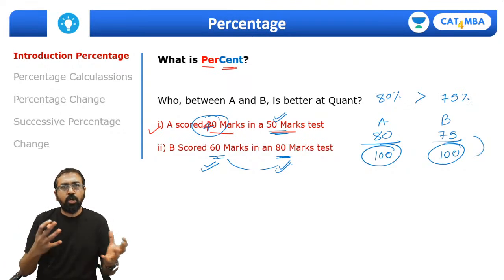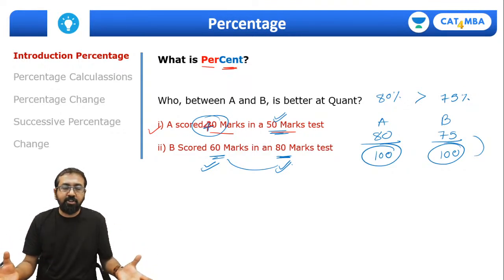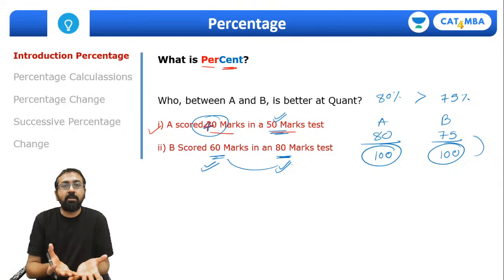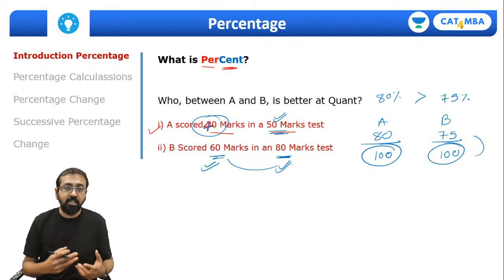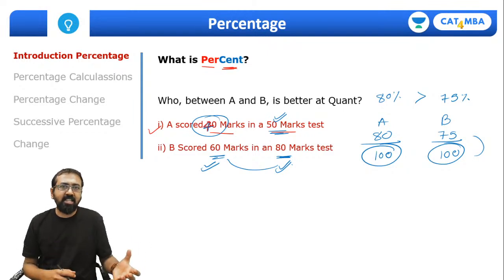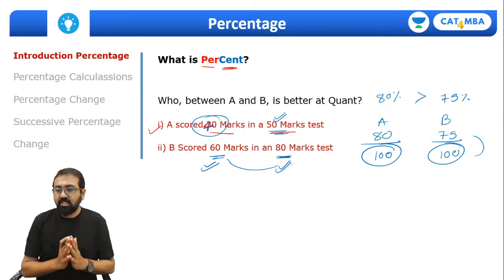So whenever you want to compare two values where the bases are different, you try to bring them to a common base, and we take that common base or common denominator as 100. So this is how we use the concept of percent or percentage. Percentage is a fraction whose denominator is 100. So I'm sure you have understood this basic part.